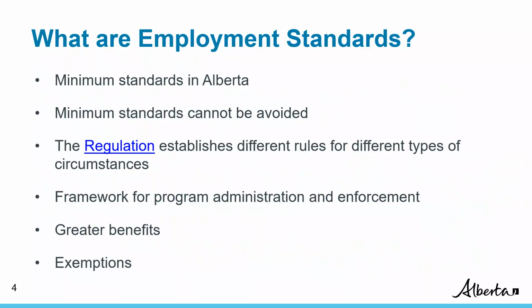The Employment Standards Code also establishes the framework for program delivery and enforcement of the entitlements under the code. And while the code establishes minimum standards, an employer can choose to offer greater benefits to the employee if they so wish. Employment standard rules apply to most employees working in Alberta with a few exceptions, like those who work in federally regulated industries such as banks and air transportation. These industries often have alternate legislation defining those workers' entitlements and protections.